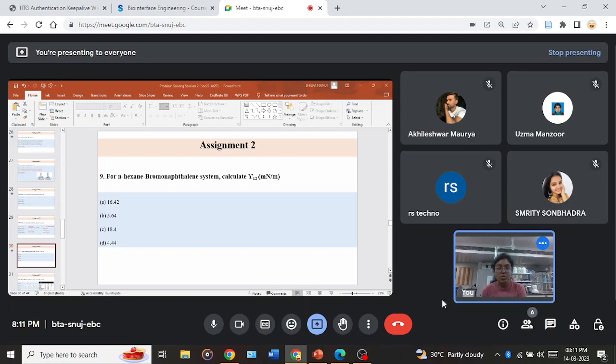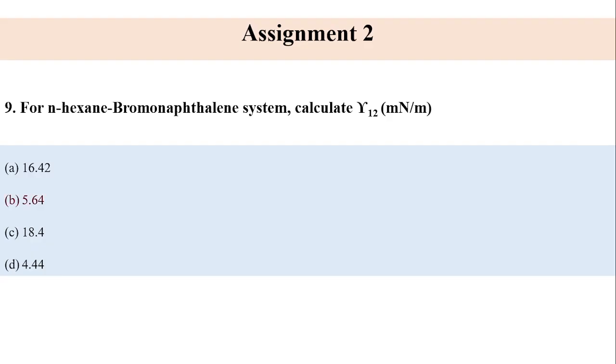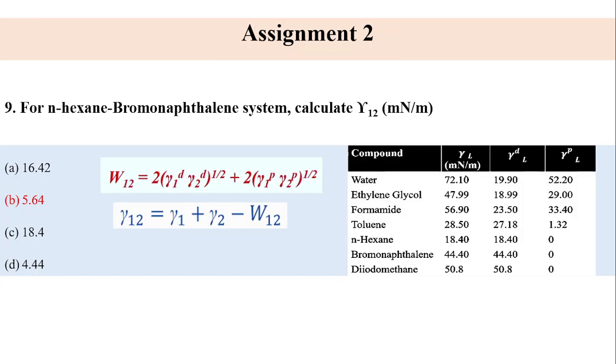We'll see how to solve this question. So the answer to the question comes as 5.64 millinewton per meter. So we'll look at what are the equations which are required to solve this question. Here we have W12 is equal to 2 gamma 1 dispersive, gamma 2 dispersive to the power half plus 2 gamma 1 polar, gamma 2 polar to the power half.